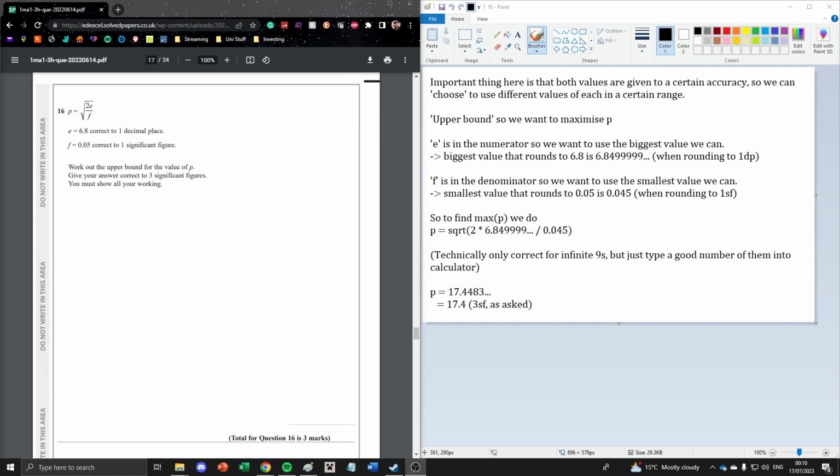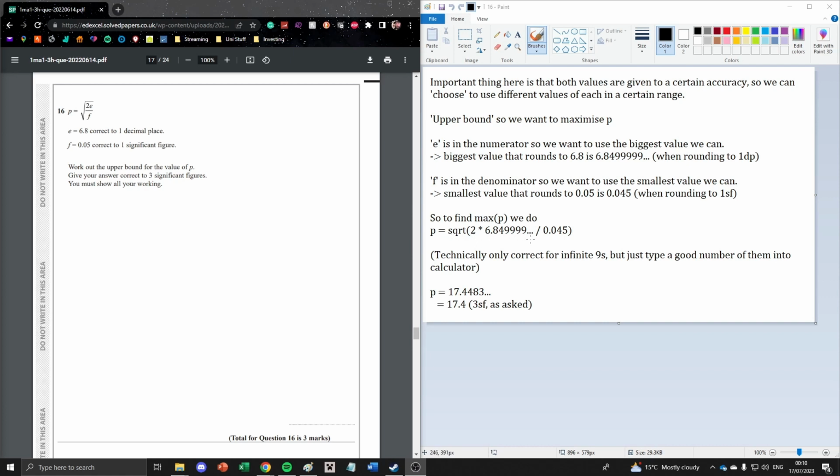Minimizing F to one significant figure, what's the smallest number that will round to 0.05? It's going to be 0.045. And so we then substitute these values into our expression for P. So P equals the square root of 2 times 6.84999.